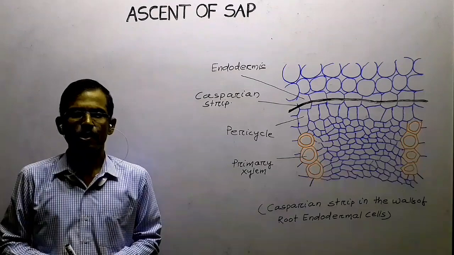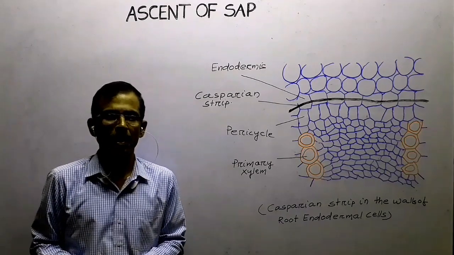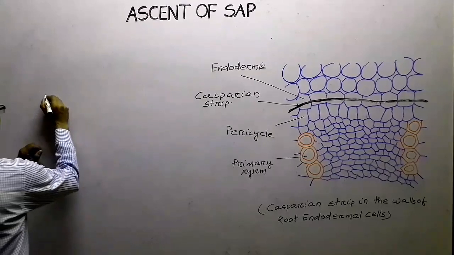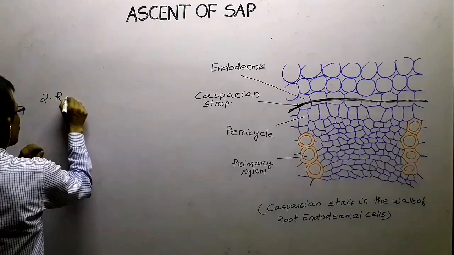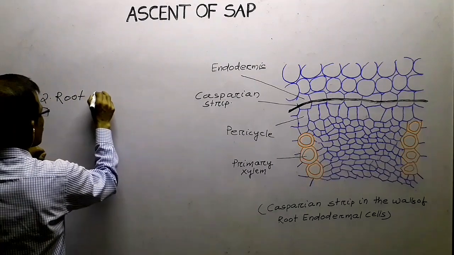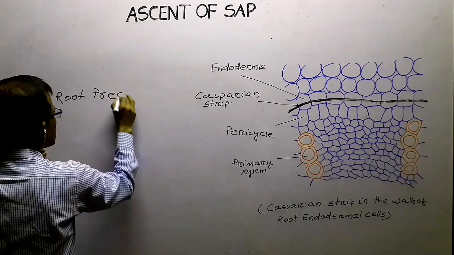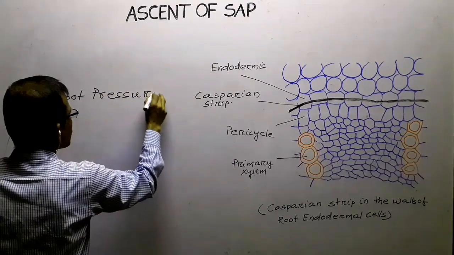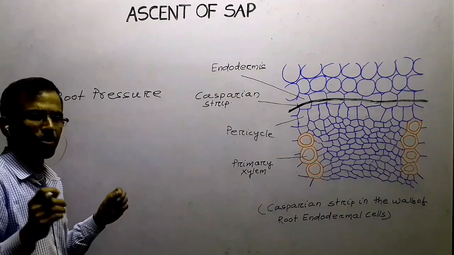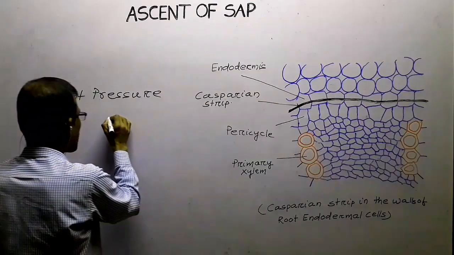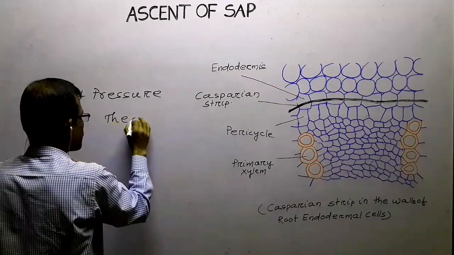The second theory of ascent of sap is root pressure theory. According to this theory, the upward movement of water is due to the development of a positive pressure in the root, known as root pressure.